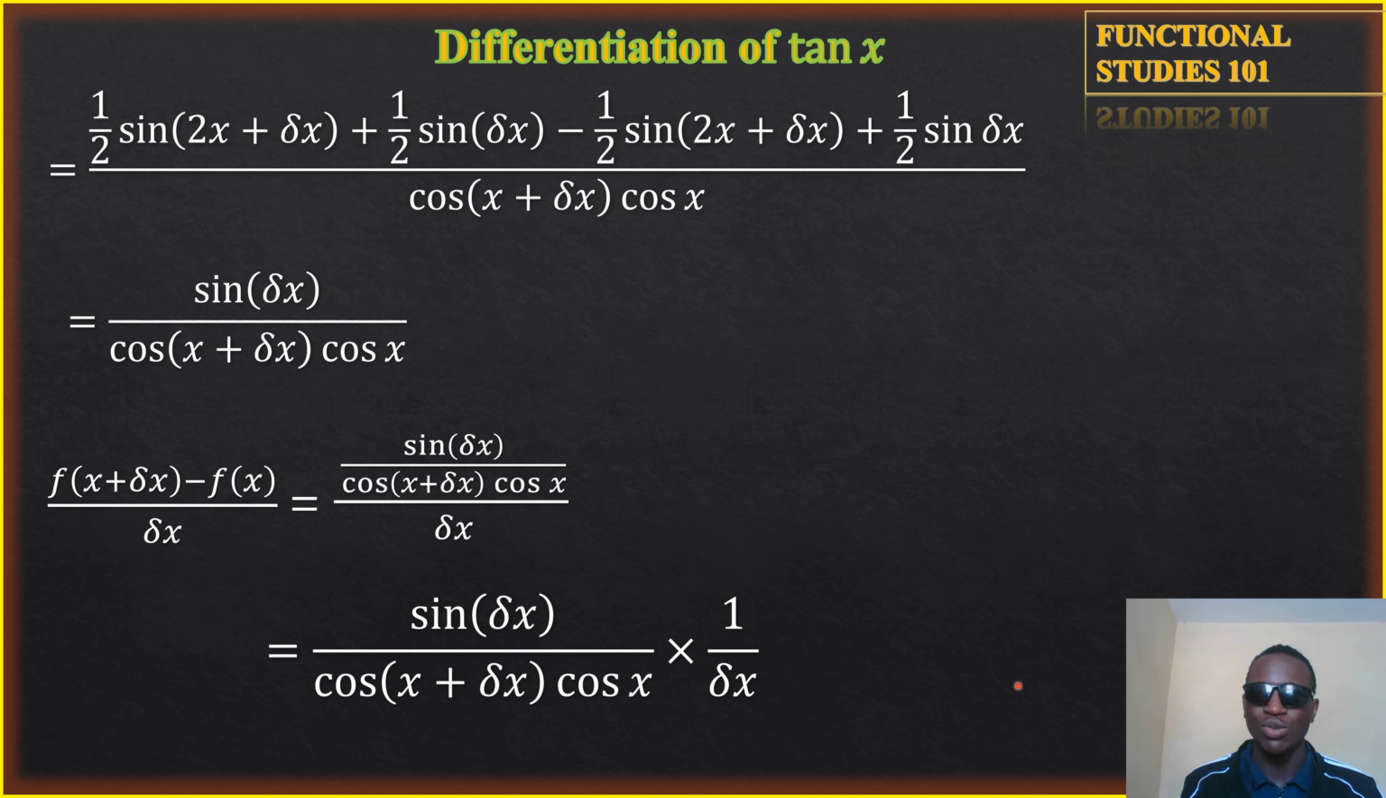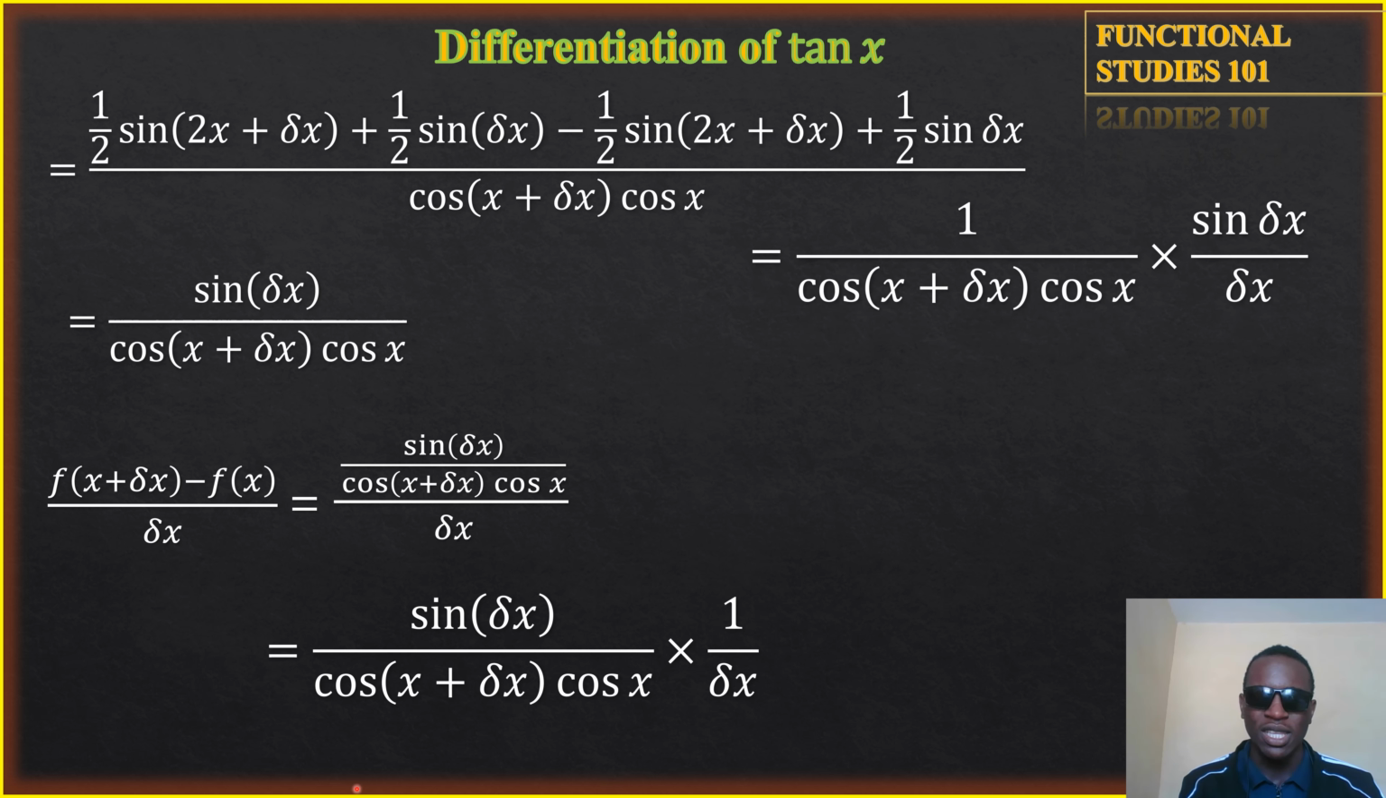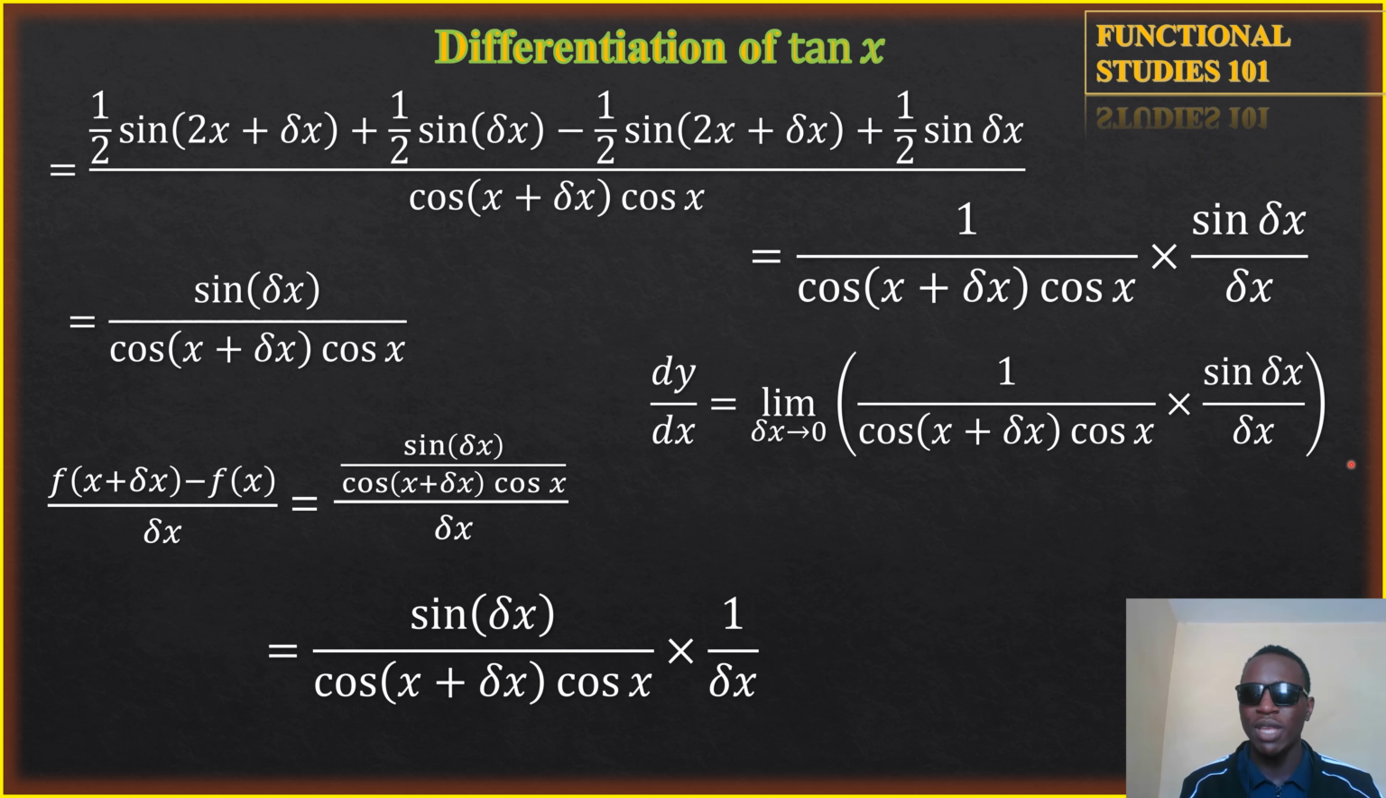That's what we have. Then now we just do some arrangement. This sign can come here and 1 can come here. Okay, that's just to create this nice expression that we will use. Then from there now we have to take a limit as delta x tends to 0. That's the last step in looking for the dy by dx, where y is a function of x.